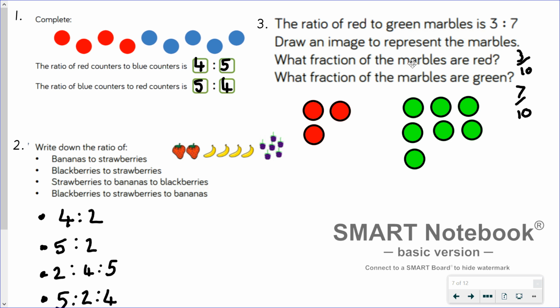So we can count the total. 1, 2, 3, 4, 5, 6, 7, 8, 9, 10. 10 is the denominator. I've got 3 red ones. So which fraction of marbles are red? 3/10. And then 7 green ones. Fraction of the marbles are green, 7/10. Your answer.